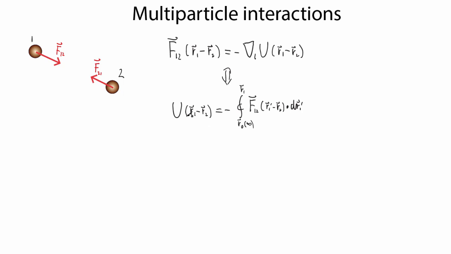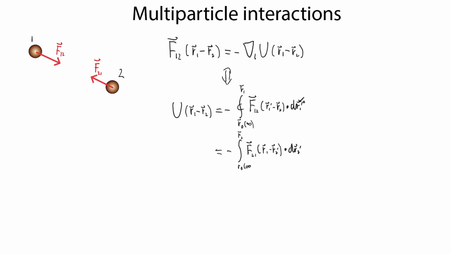So in this case, the potential is just the energy that's required in order to take this particle in from infinity toward particle 2, which then would be stationary. Or you can define it equivalently, if you like, as minus the integral from r0 at infinity to r2 of F21 of r1 minus r2 prime, scalar dr2 prime.